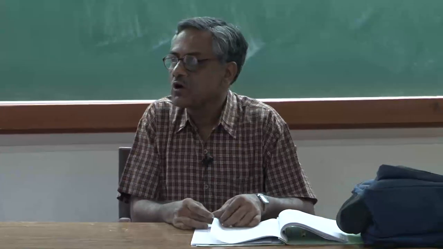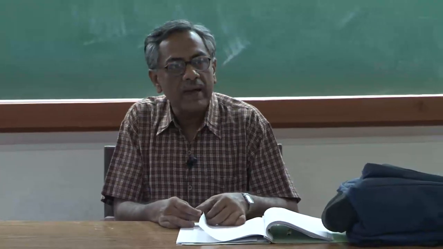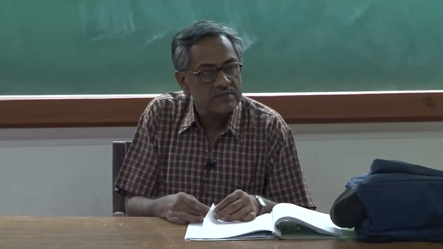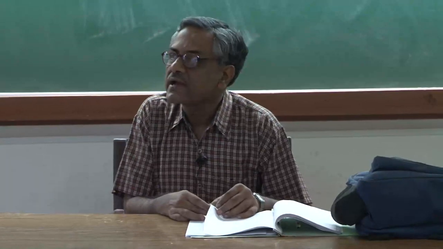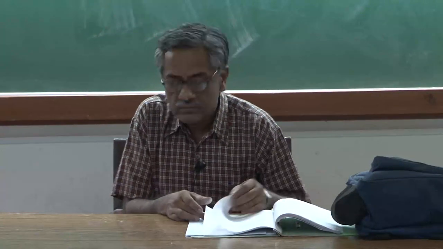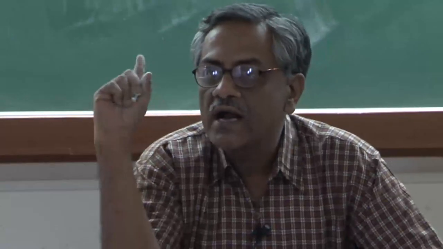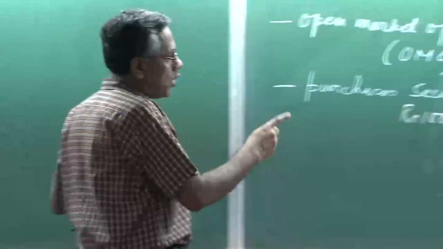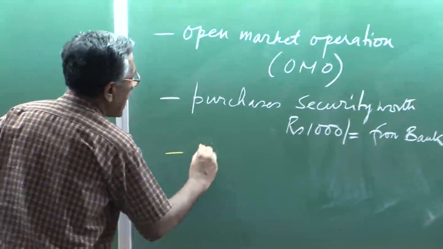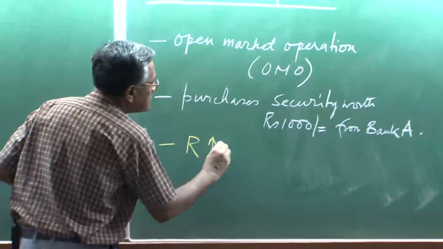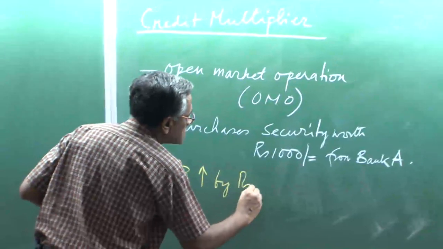This is a cash of 1000. What happens to the bank? The bank suddenly receives 1000 rupees. Now, what does the bank do with 1000 rupees? The cash reserves R of the bank will immediately increase by 1000 rupees. What will this do? R will increase by rupees 1000.